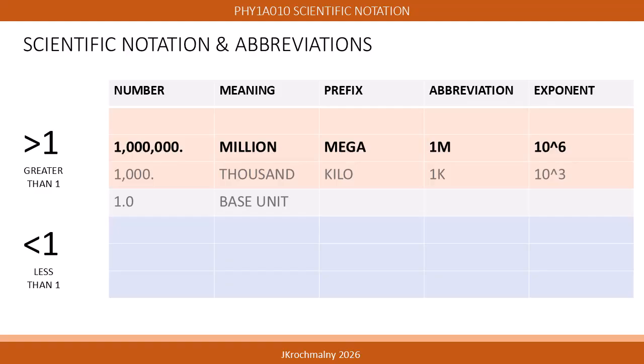Following this same format, the next higher value would include million, represented by the base unit of 1, followed by 6 zeros. Notice that the prefix of million is mega and can be abbreviated with the capital letter of M. The exponent is identified at 10 to the 6th power, also an indicator of how many zeros to add to the base number.